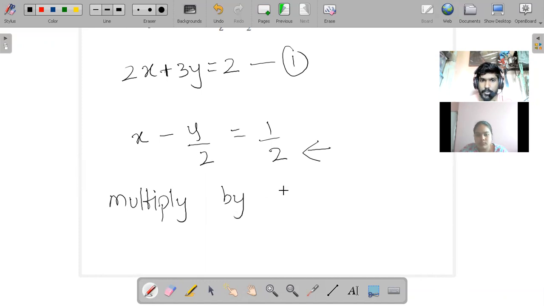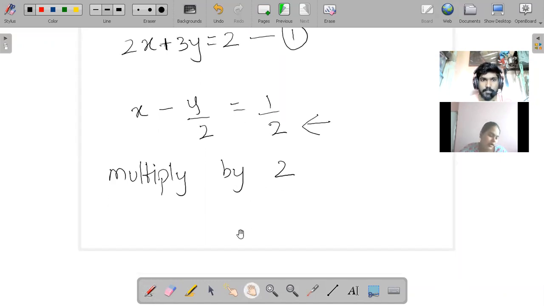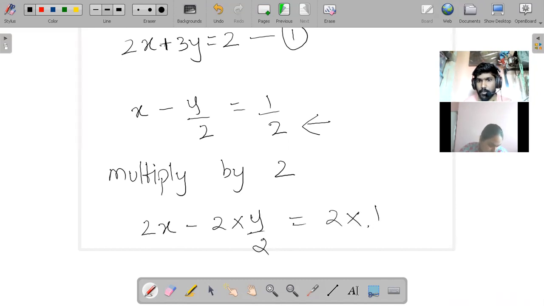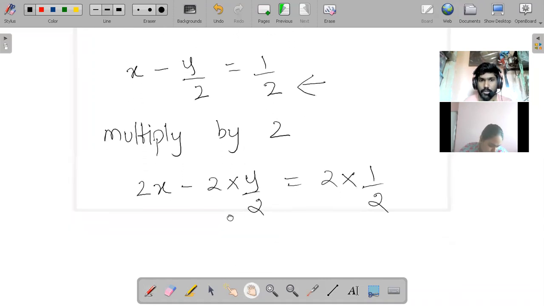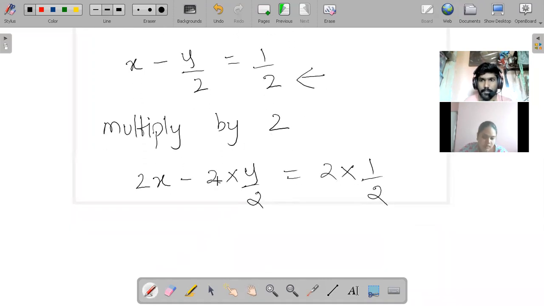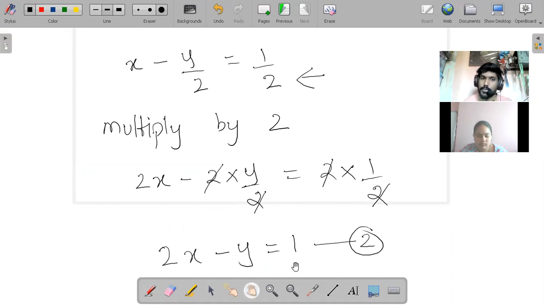Multiply each term by 2. So 2x minus 2 into y by 2 is equal to 2 into 1 by 2. What will happen here? The 2 and 2 will get cancelled, and here also they will get cancelled. So your equation is 2x minus y is equal to 1. This you can call equation number 2.